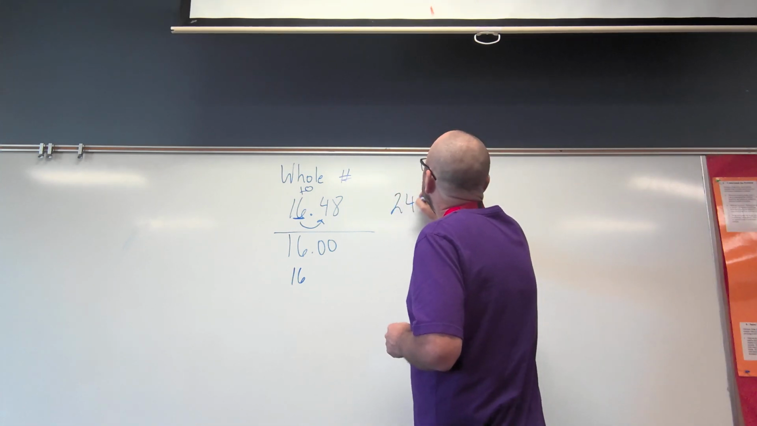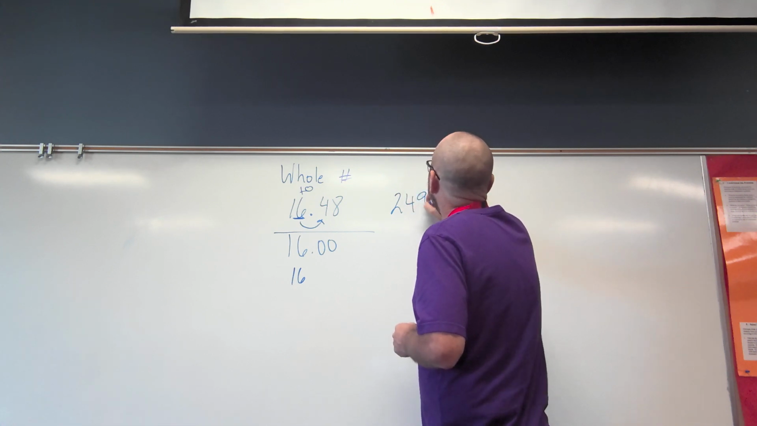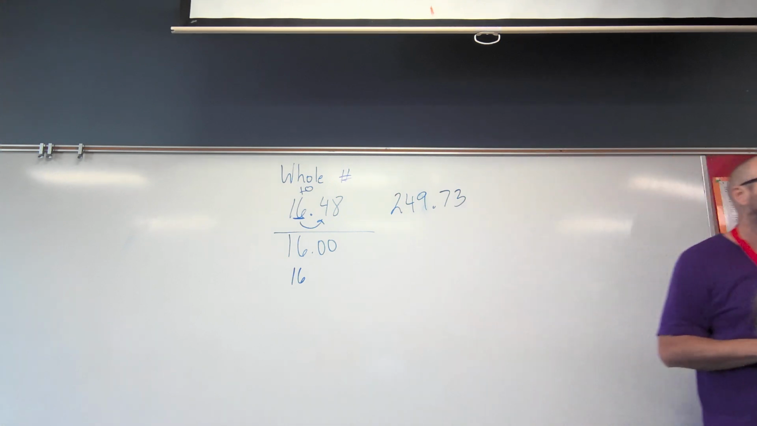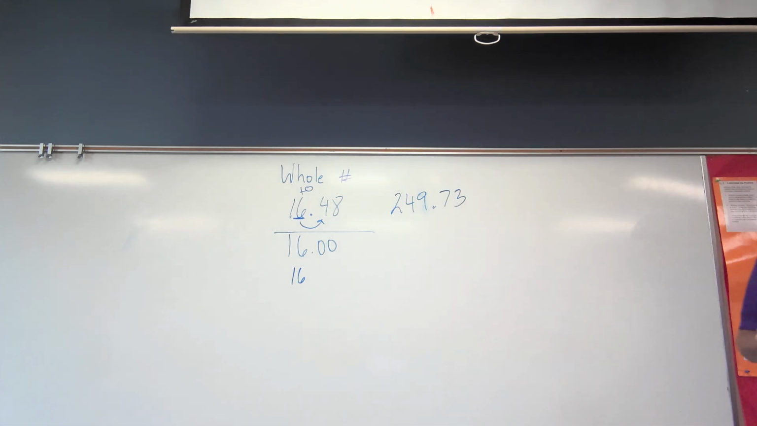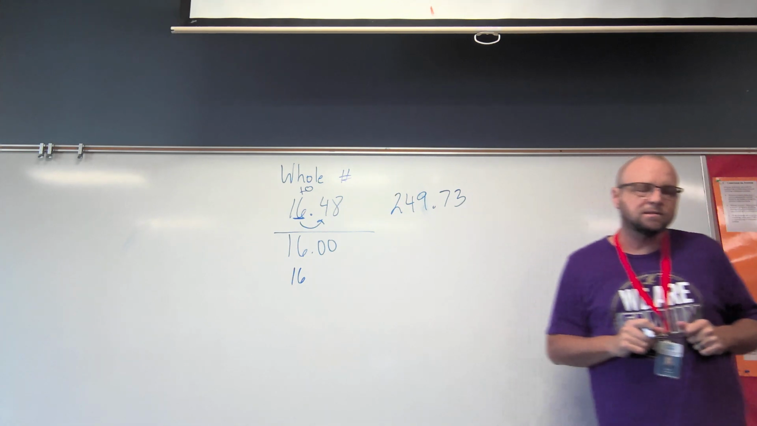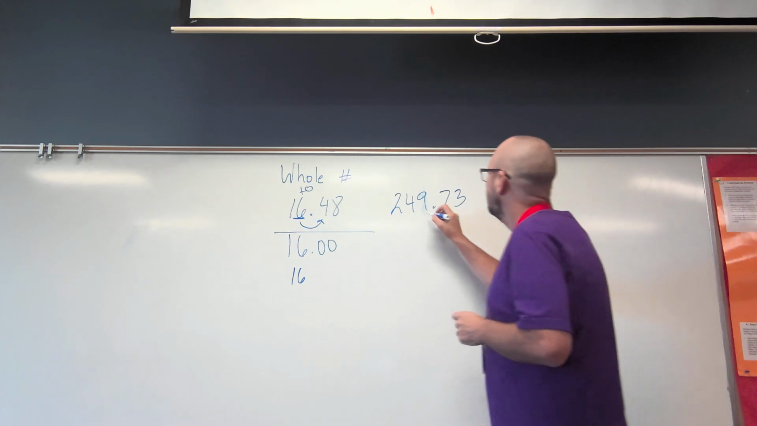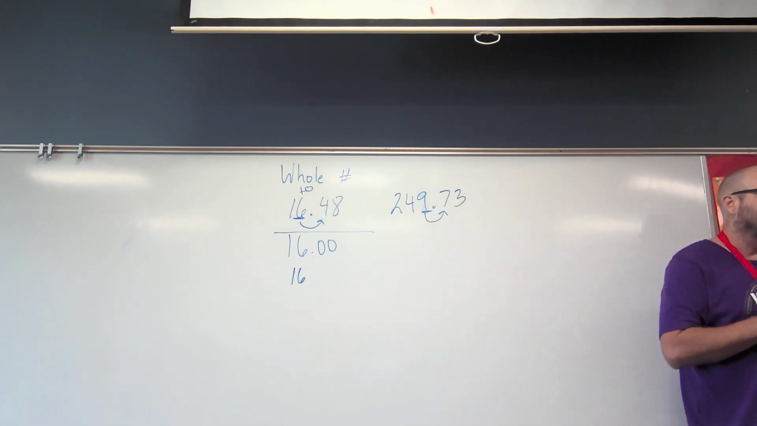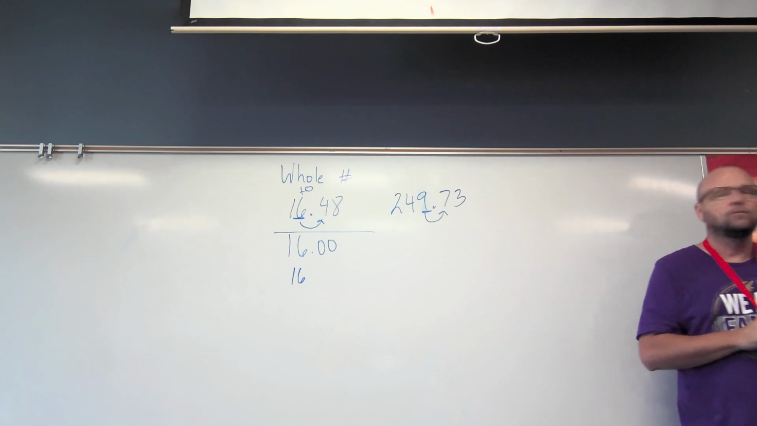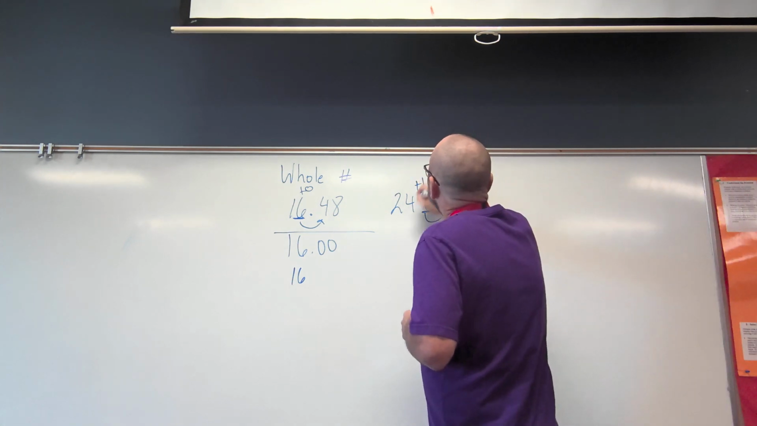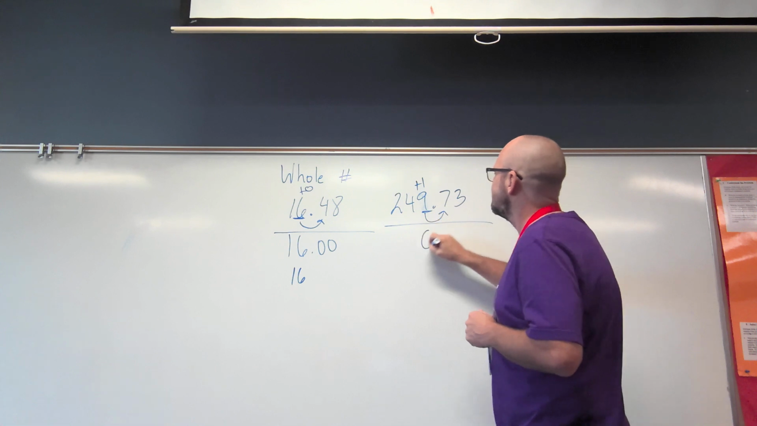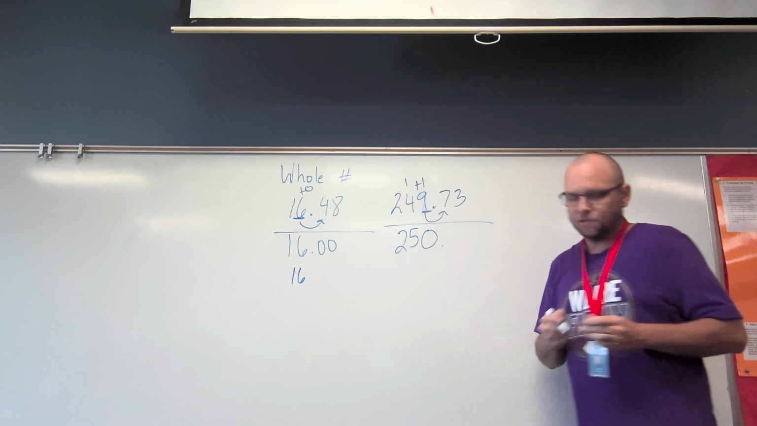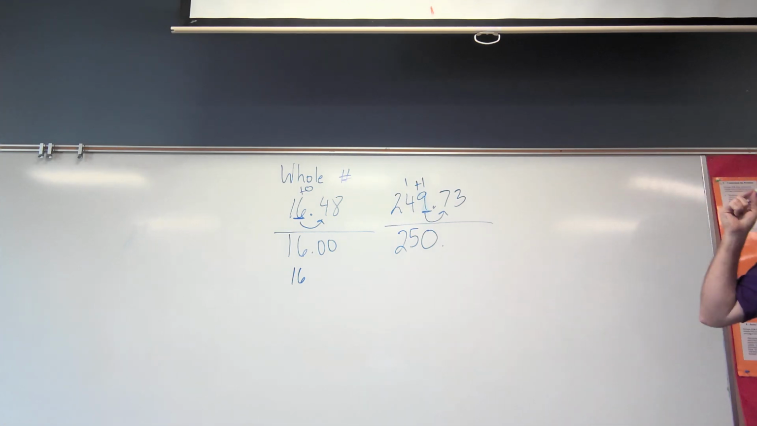Let's take 249 and 73 hundredths. What is in my ones place? 9. I look behind the 9. Behind the 9 is a 7. What am I going to add to the 9? 1 or 0? 1. So if I'm adding 1, 9 plus 1 is 10. I got to regroup. So now my answer is 250. That is why I add the 1.